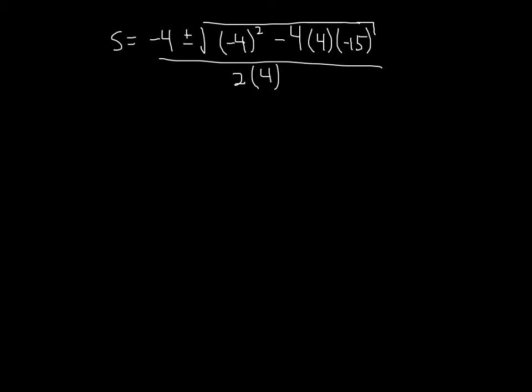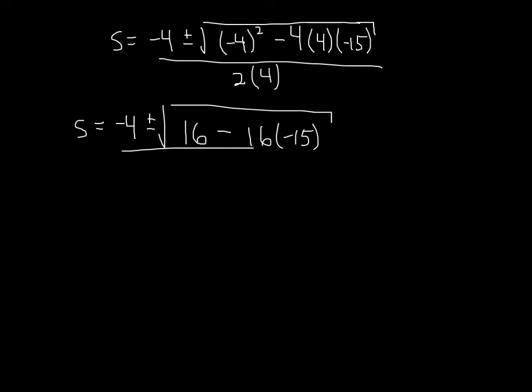All right, so this is the equation we're working with. Let's just start plugging in and start simplifying our numbers. I got my s is equal to negative b, which was 4, plus or minus the square root of b squared, negative 4 squared. This gives me 16, minus 4 times 4 is 16, times a negative 15, all divided by 2 times 4, which is 8.